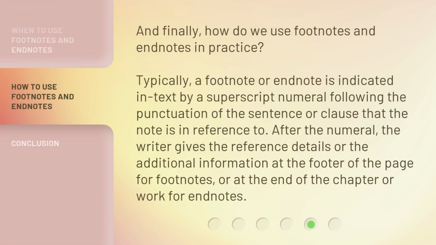And finally, how do we use footnotes and endnotes in practice? Typically, a footnote or endnote is indicated in text by a superscript numeral following the punctuation of the sentence or clause that the note is in reference to. After the numeral, the writer gives the reference details or the additional information at the footer of the page for footnotes, or at the end of the chapter or work for endnotes.